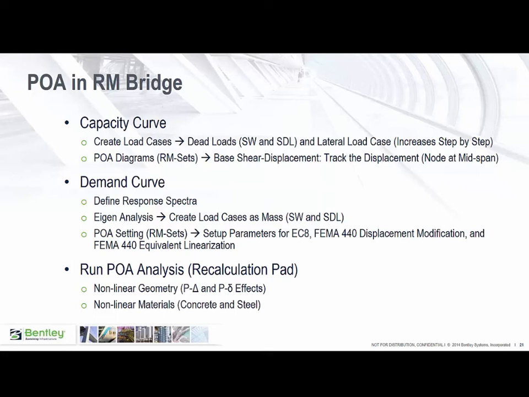For the demand curve, we need to define our response spectra first. Then we need to perform eigenanalysis. To perform eigenanalysis, we need to create a load case as a mass, and then we need to set up our parameters for the demand calculation, which we define in the RM set. And we will perform 3 different methods. So we'll set up the parameters for these 3 methods, which are Eurocode 8 N2 method, FEMA 440 displacement modification, and FEMA 440 equivalent linearization.